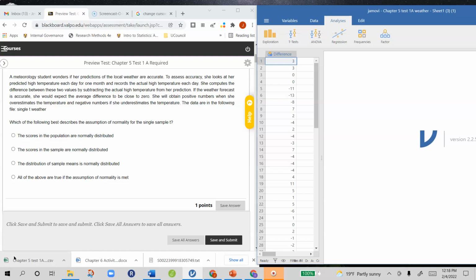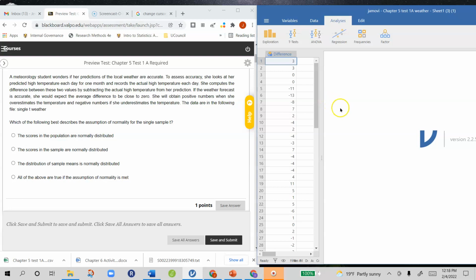So you're going to need to open up the data file in Jamovi, and I already have it loaded up here and I have the difference scores. So the further the score is away from 0, the more she over or underestimated the temperature. Okay. So our very first question asks about the assumption of normality.